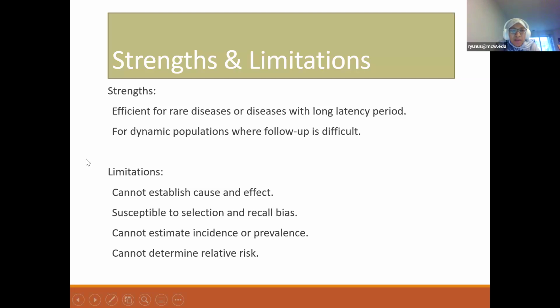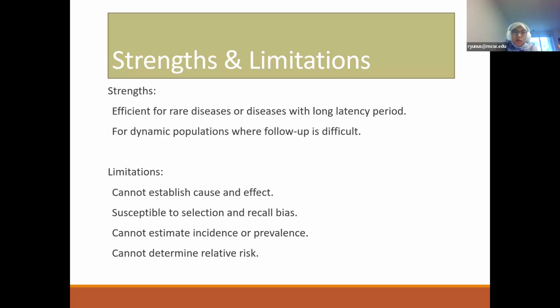The second strength is that it suits dynamic populations where follow-up is difficult. If you are looking at a population that is very dynamic in the sense that there are always changes happening, or maybe they move a lot, or it's not easy to track or follow them up, then case control or cross-sectional would be a lot easier compared to a cohort design where you have to follow and track these people from time to time.